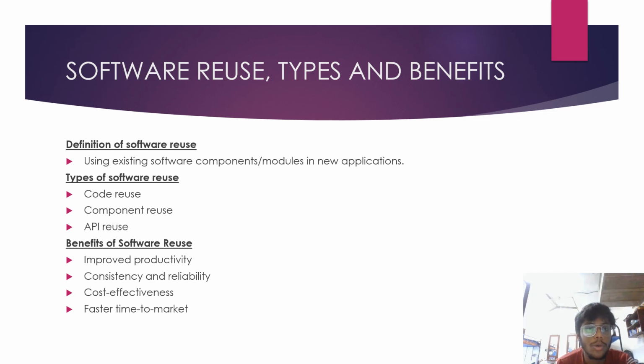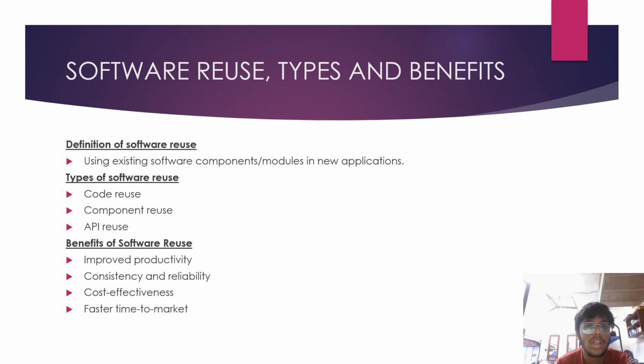Types of software reuse. Code reuse: reusing specific sections of code or programming logic from existing software in new projects. This can include functions, classes, or entire modules. Component reuse: reusing larger pre-built software components or modules that provide specific functionalities such as user authentication, data processing, or user interfaces. API reuse: reusing application programming interfaces that allow different software systems to communicate and interact with each other.